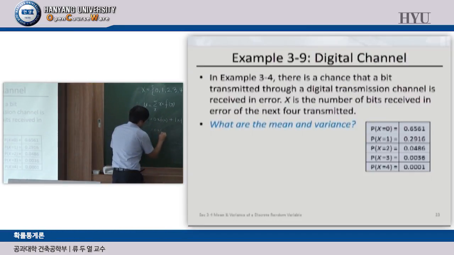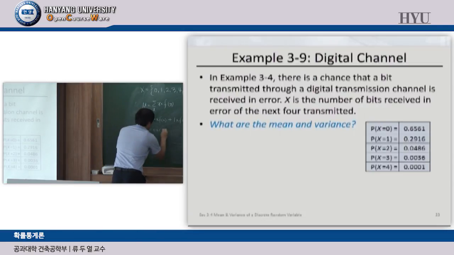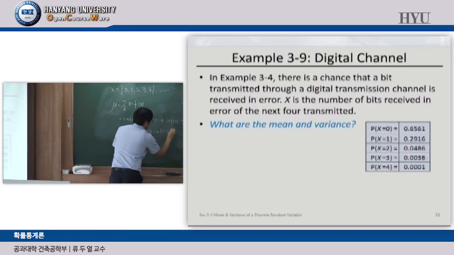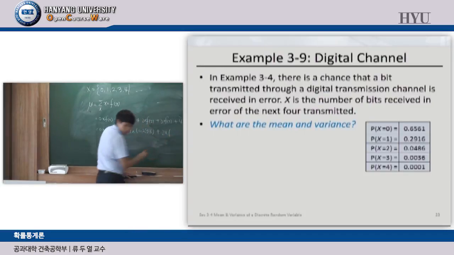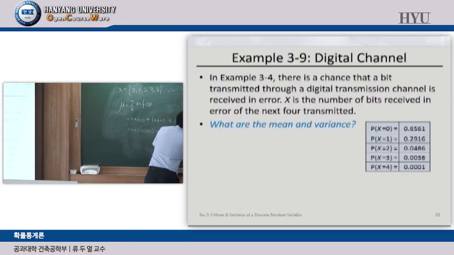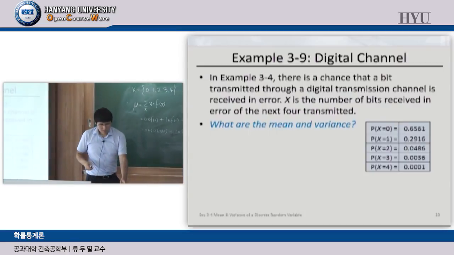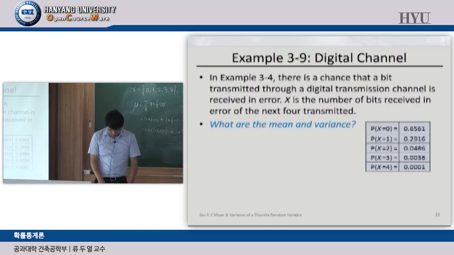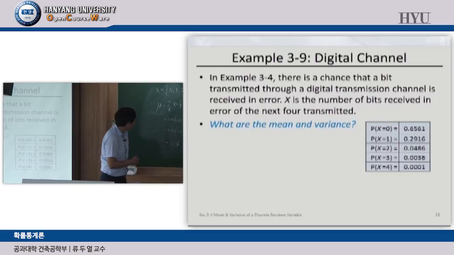So this can be 0 multiplied by ... 1 plus 1 ... 6 plus 2 ... right? So in this case, the answer will be ... okay? That is the mean for this case.